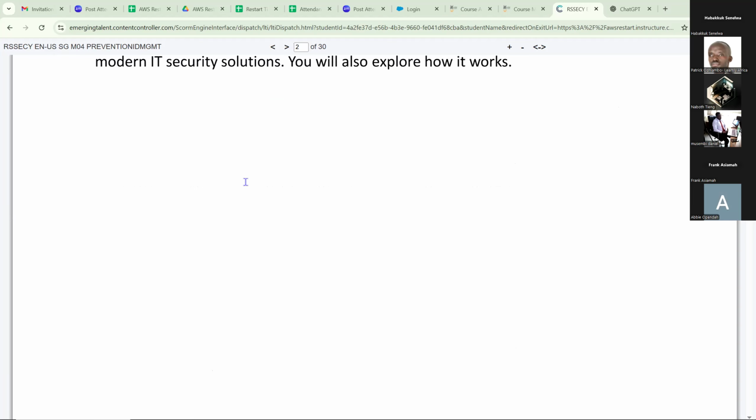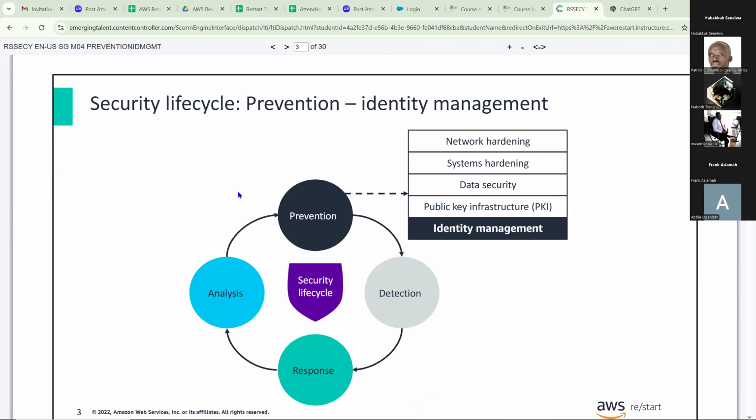Okay, cool. So that is what we are planning to do. And you remember this diagram, we've been talking about this diagram through and through. And for the better part of this time that we've been together, we've been talking about prevention. And in prevention, we did something on network hardening, system hardening, data security, and public key infrastructure. You did actually PKI in the morning. And now we have jumped into identity management.